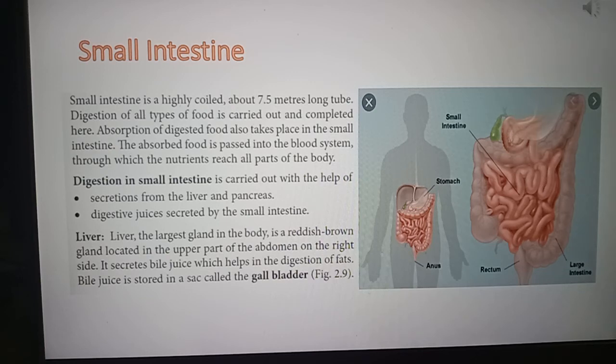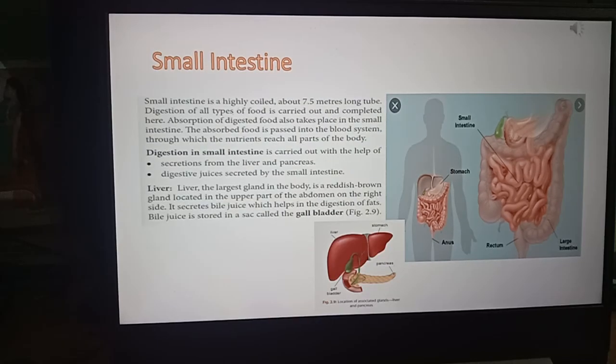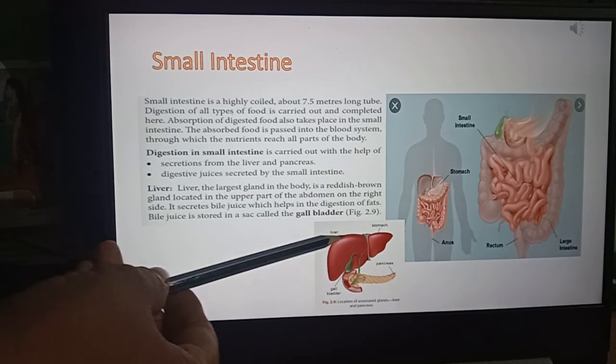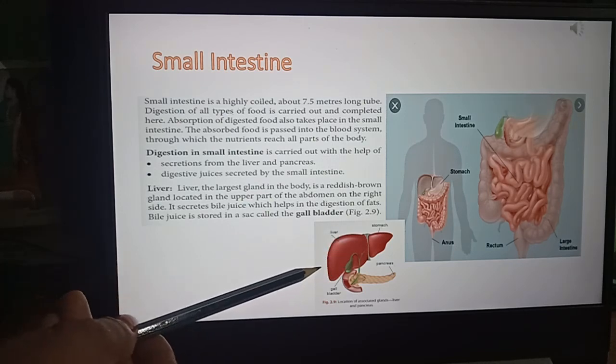Near the small intestine, you have seen the liver, and I also told you that three glands are involved in the digestion process: the salivary gland, the liver, and the pancreas. The liver is the largest gland, a reddish brown gland. It is located in the upper part of the abdomen on the right hand side.